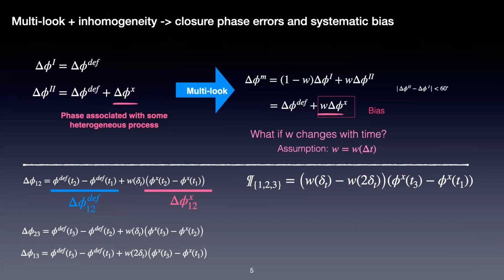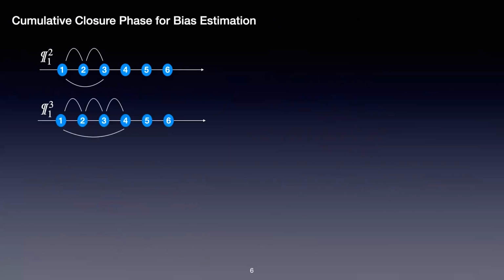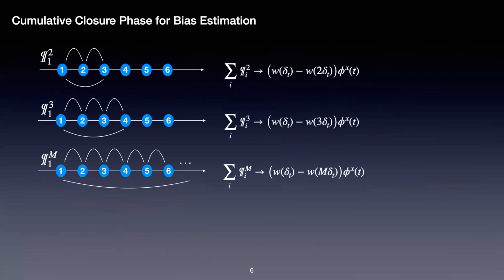Note that the closure phase is only sensitive to process X. And by summing consecutive closure phases, we can extract a weighted phase history of process X. Now let's expand the definition of closure phase. Instead of connecting the loop between 3 acquisitions, we can create a loop of 4 or even more acquisitions. The resulting cumulative closure phases are all proportional to the phase history of process X, but with different weights.